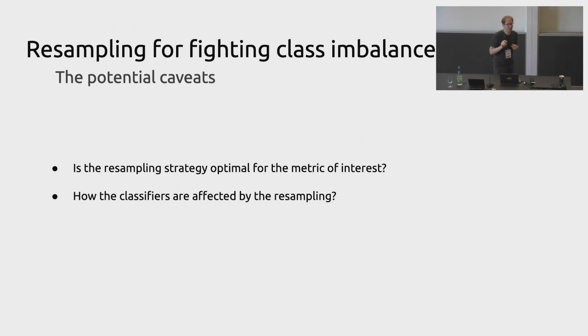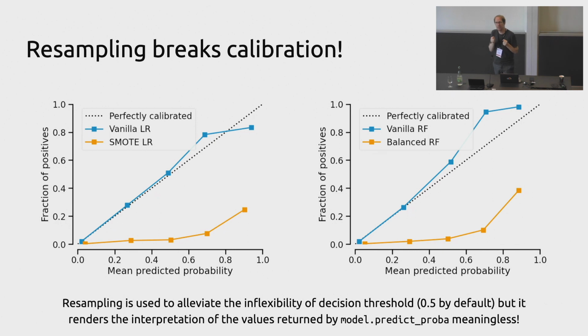So there are two main things. One is: is the resampling strategy actually optimum for the metric that you are using? And here, when I did my balanced random forest, there is nothing that said I'm trying to optimize my balanced accuracy or my ROC AUC or whatsoever. So there's nothing driving the resampling, okay? And the second thing is that this resampling has an effect on the classifier. And the effect is the following: you are breaking the calibration of the classifier.